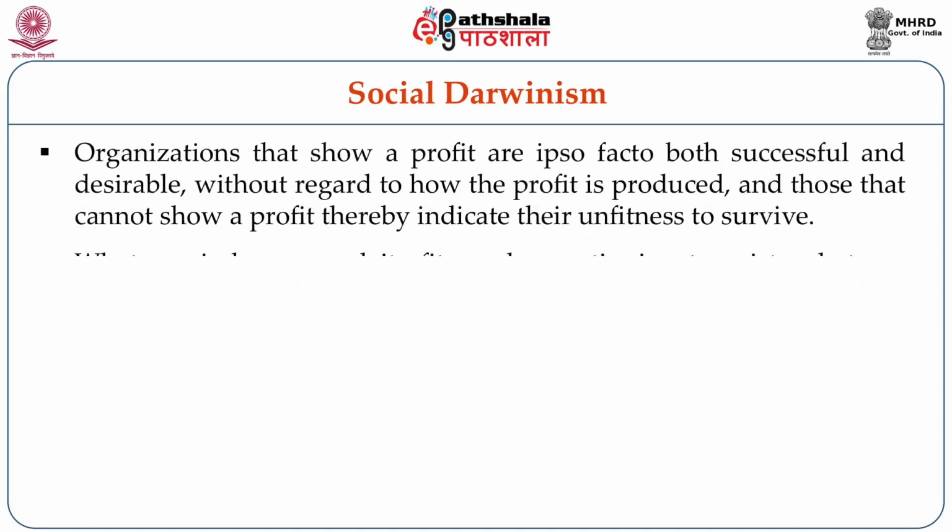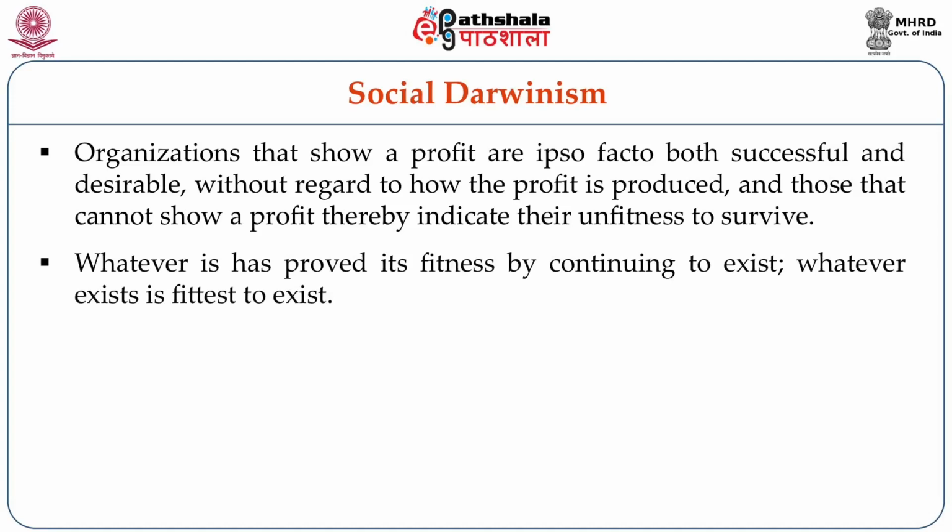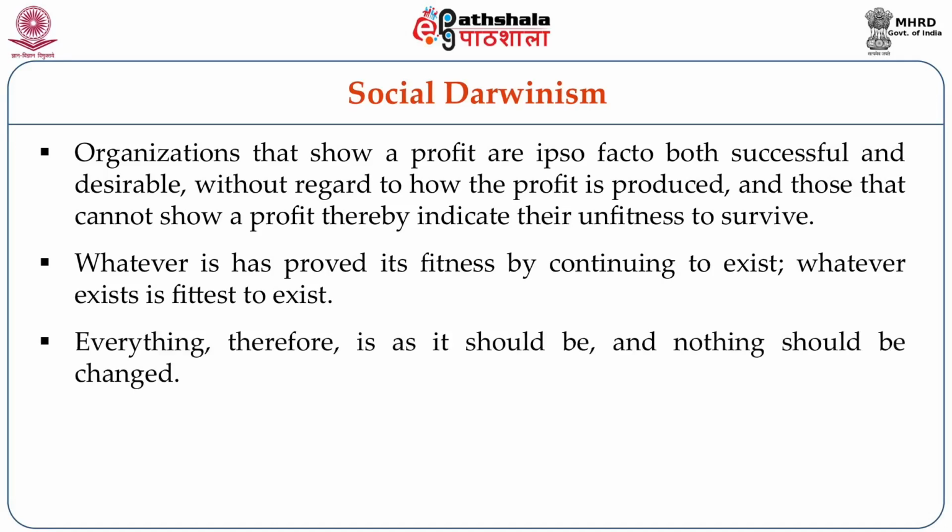Organizations that show a profit are ipso facto both successful and desirable without regard to how the profit is produced, and those that cannot show a profit thereby indicate they are unfit to survive. So whatever has proved its fitness by continuing to exist, such as the species that continue, whatever exists is fittest to exist. Everything therefore is as it should be. This is the basic core idea of social Darwinism.